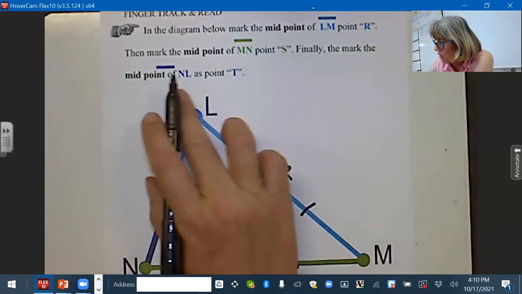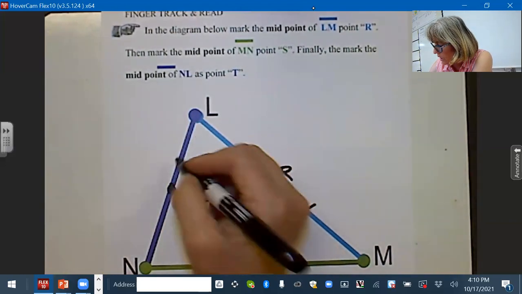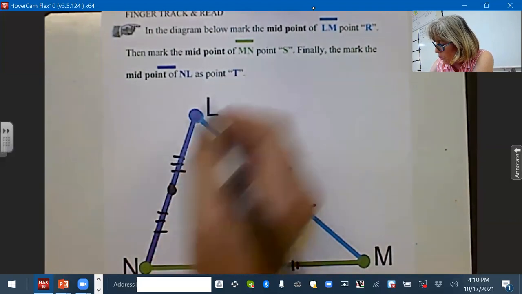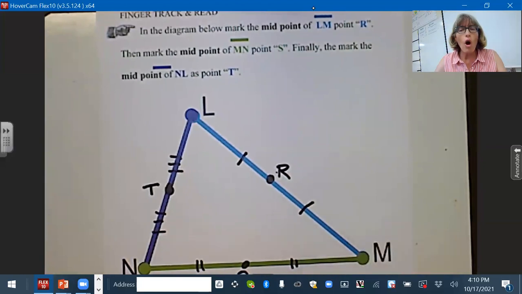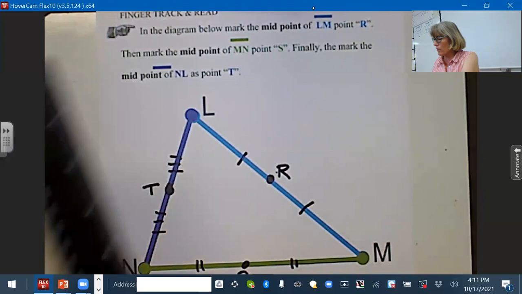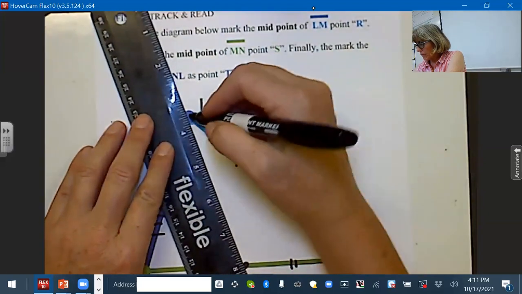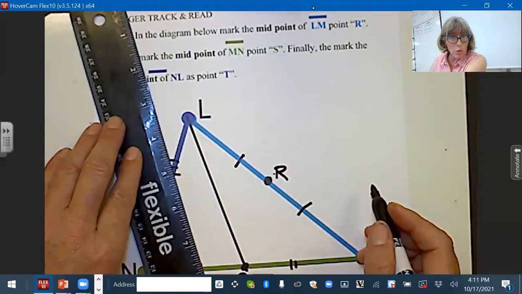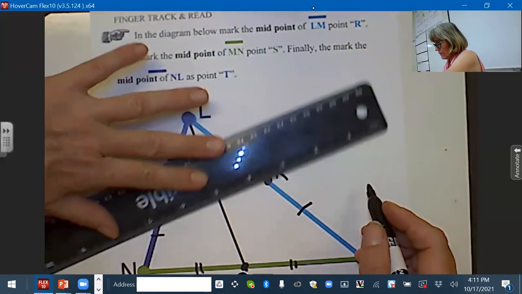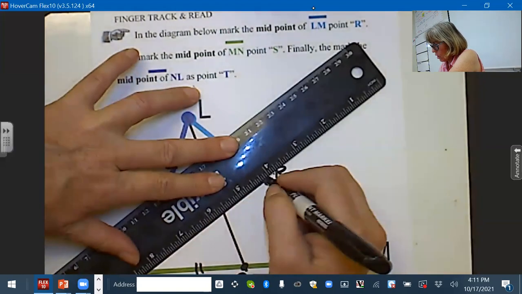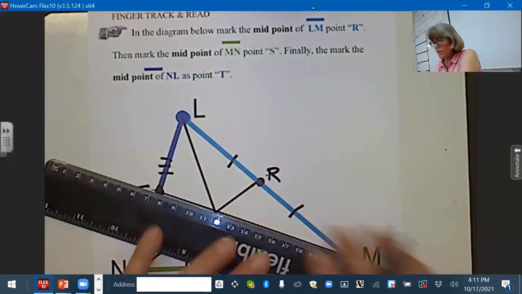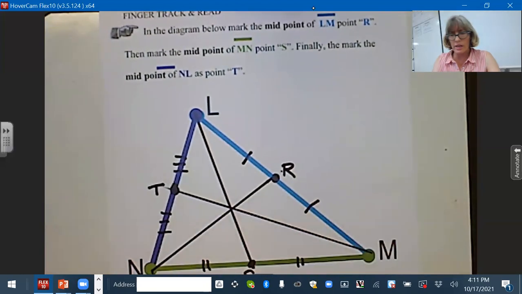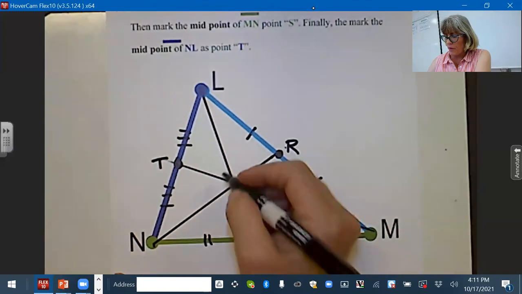Finally, the midpoint of NL, what looks like the middle, point T. Now, we're going to connect all of these midpoints to the opposite vertex. Opposite vertex, that's a median, folks. Opposite vertex. Opposite vertex. If you've done this accurately, you will actually cross all three at the exact same point.